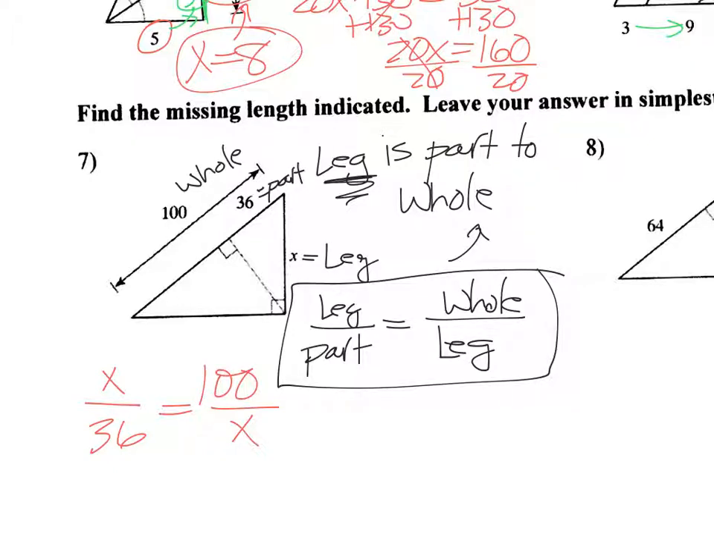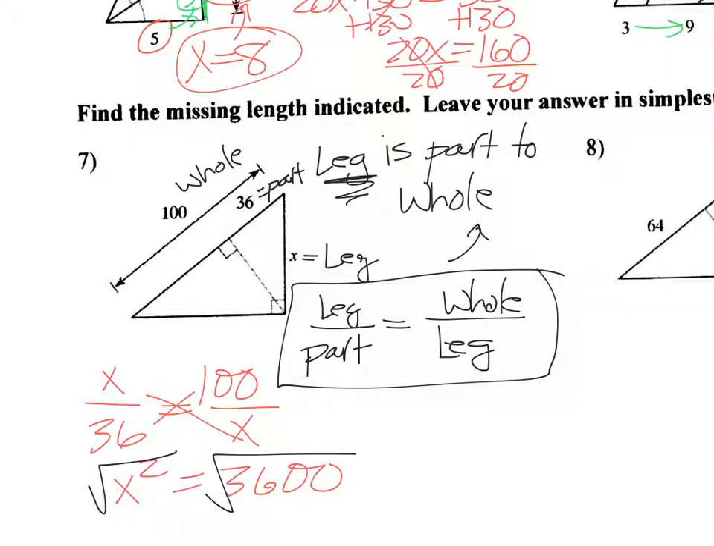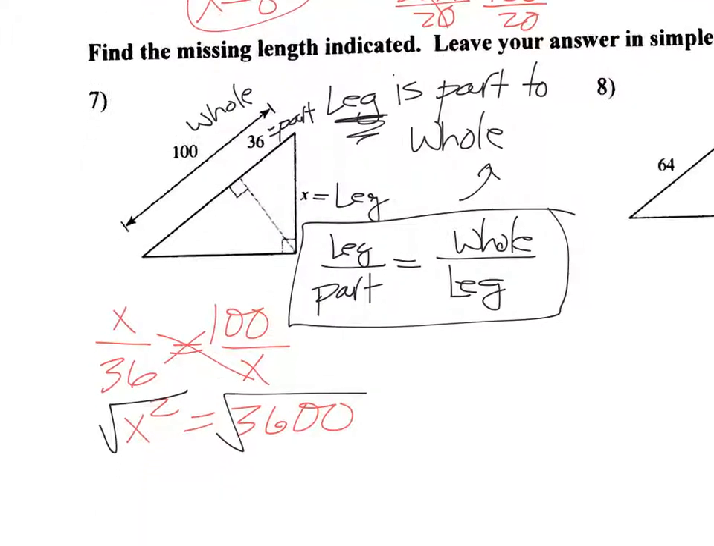And I cross multiply. Now, one thing to note here, just because x here was our leg, x does not always go down twice. It depends on what it represents. If x had been our part, then it would have only gone down one time. So just be mindful of that. So anyway, we cross multiply, so we get x squared equals 3600. Now, how do I get rid of the square? Remember, we've done this before. Take the square root. So if you take the square root right here, then you're going to get x is 60.